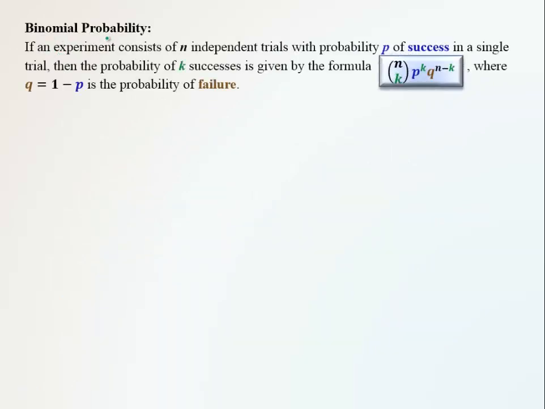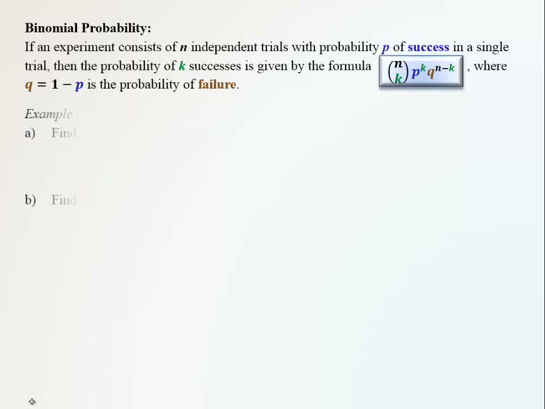Next, let's talk about binomial probability. That will be quite useful in statistics courses. If an experiment consists of n independent trials with probability p of success in a single trial, then the probability of k successes is given by this formula. That's part of the binomial formula. We have n choose k, and then the probability of success to the k, times the probability of failure to the n minus k, where q is the probability of failure, 1 minus p.